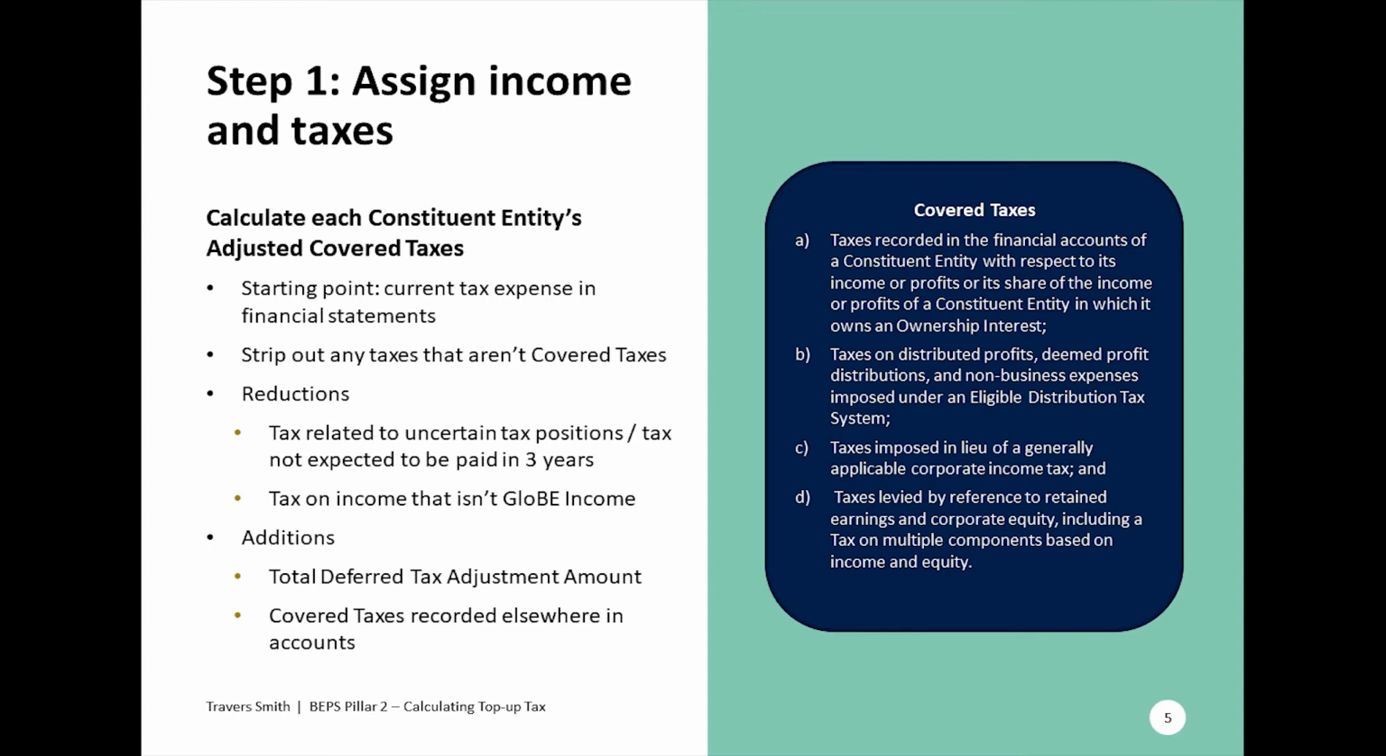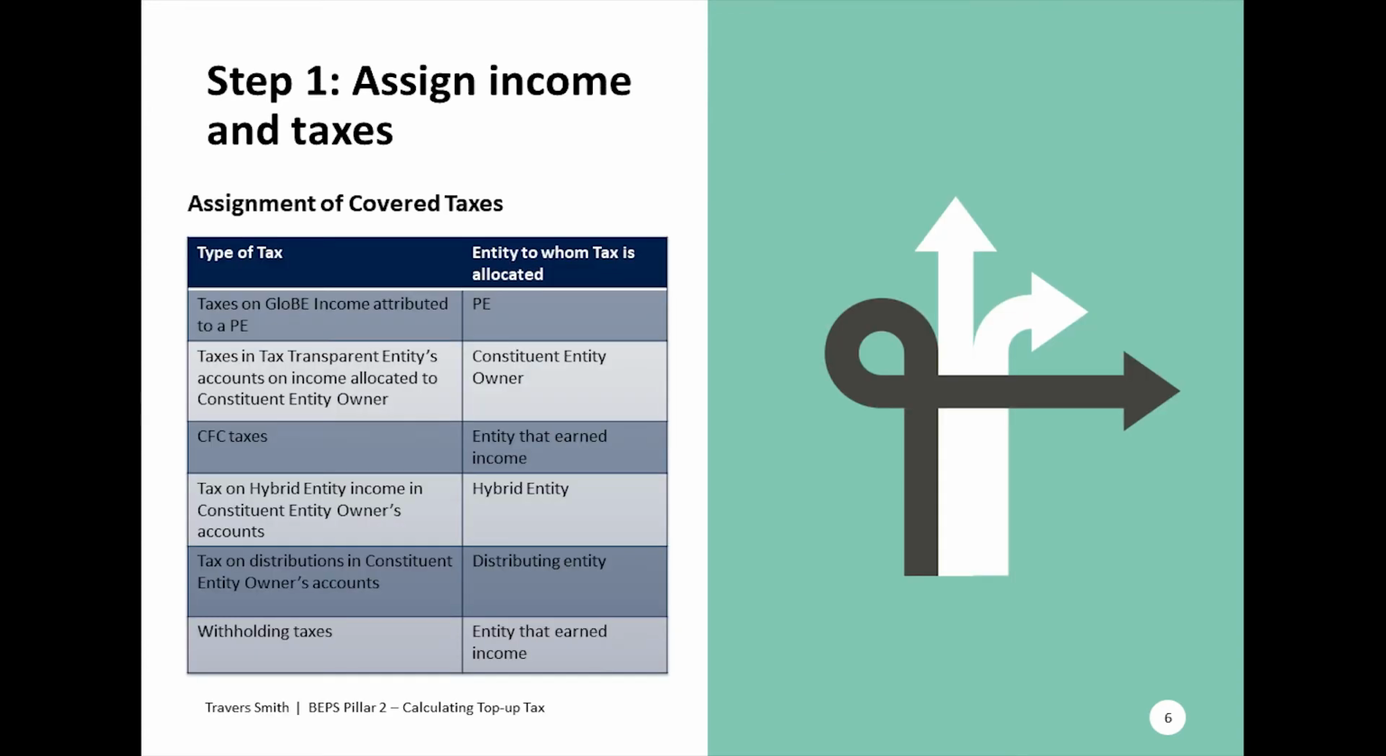Finally, you need to add in any covered taxes which were disallowed in a previous fiscal year, for example, because they related to an uncertain tax position, where this tax has now been paid in the current fiscal year. The final thing to do at step 1 is to make sure the covered taxes have been allocated to the correct entity. Now, in most cases, this will be the entity in whose accounts the tax expense is shown. However, there are some special rules for special types of entities.